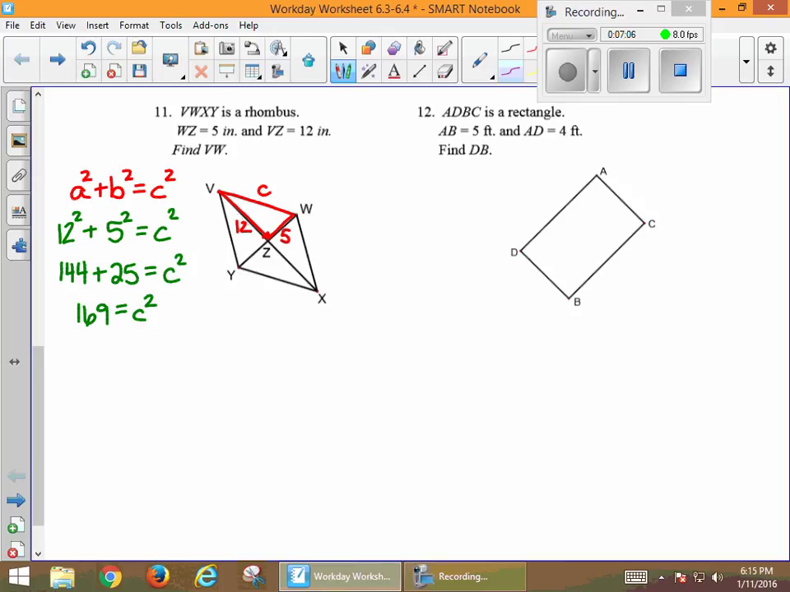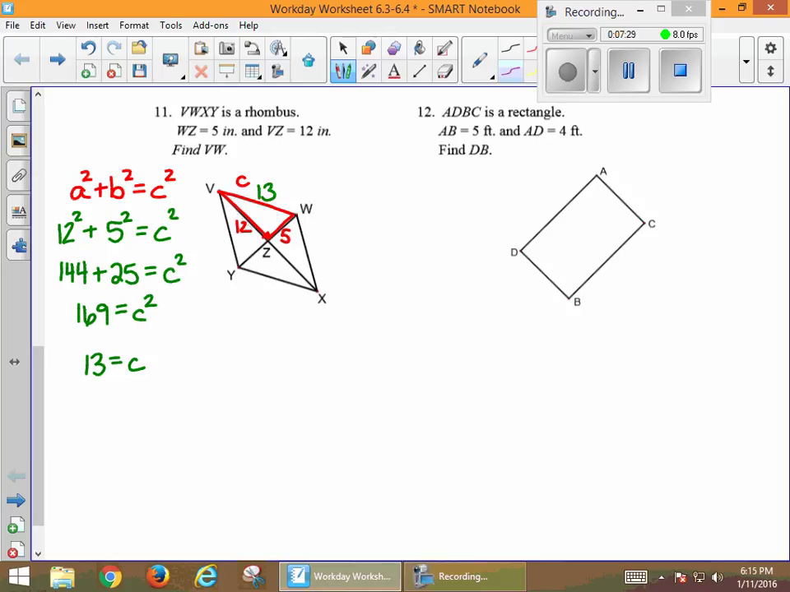So when I square root both sides, I find out that 13 equals c. And there is my answer. C is 13. So VW is 13. That is question number 11.